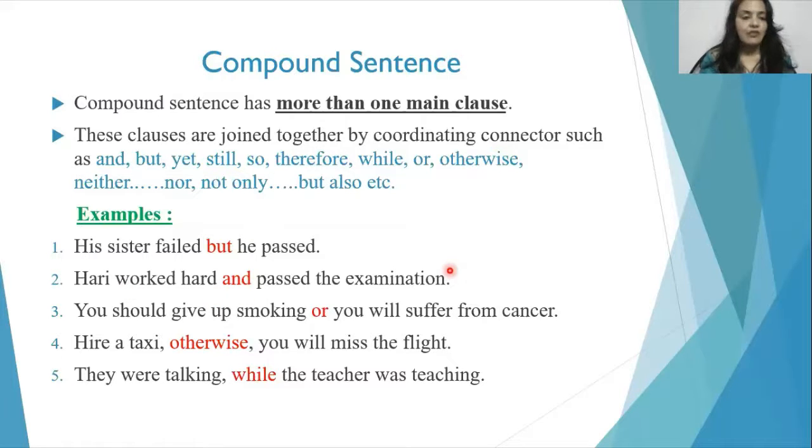And why have we used the connector "and" here? Because worked hard and passed. The result of worked hard, the result is passing the examination. That's why we use "and" to join these two sentences. And one more important point here: if the subject is repeated in both sentences, we should avoid the repetition of the same subject. That's why we didn't write Hari again.